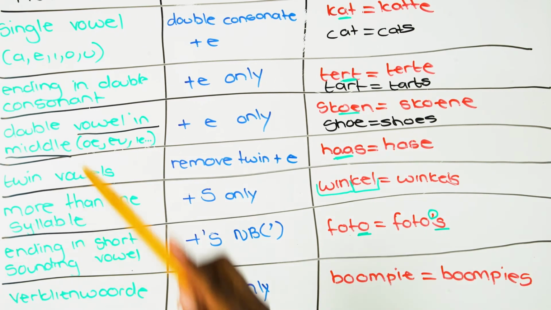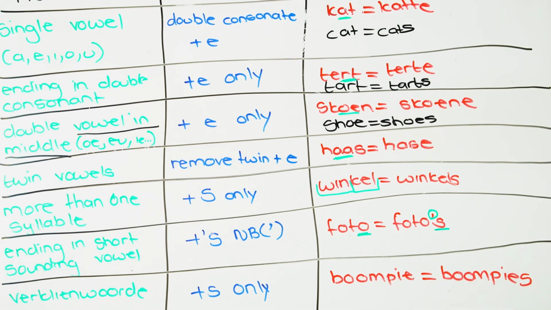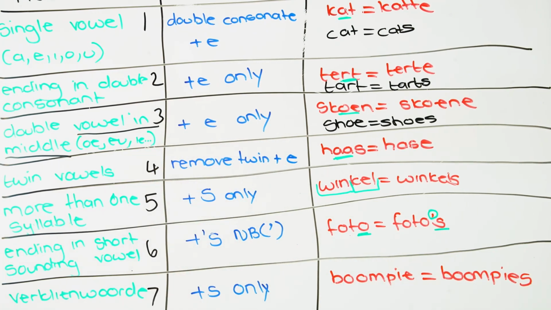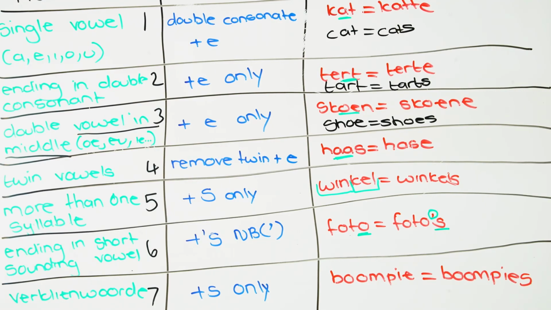Okay, so how many rules did we cover today? 1, 2, 3. I'm going to write down the numbers: 1, 2, 3, 4, 5, 6, 7. So we have covered 7 rules today for now. First rule, when we have a single vowel, we double the consonant and add E. When a word ends with a double consonant, we add an E. When we have a double vowel in the middle, we add an E. When we have twin vowels, we remove a twin and add an E. When a word has more than one syllable, we add an S. When a word ends in a short vowel sound, we add an apostrophe S. Then when a word is in verkleinwoord form, diminutive, we add an S only.